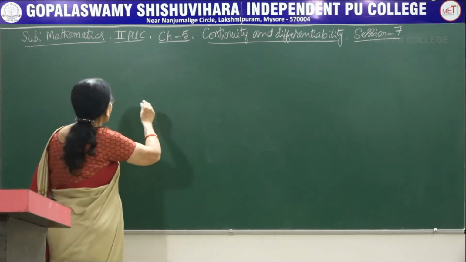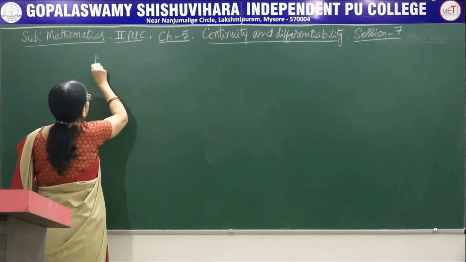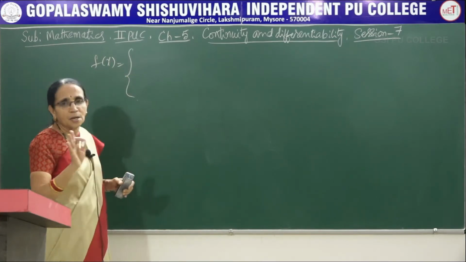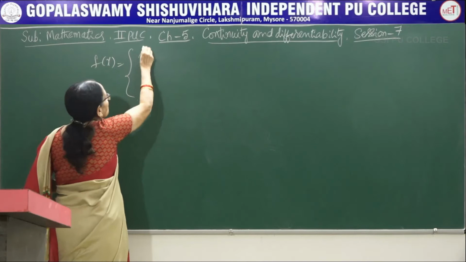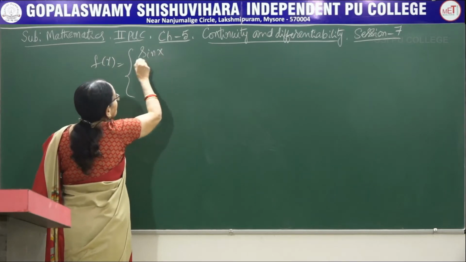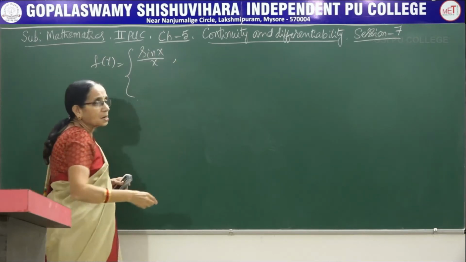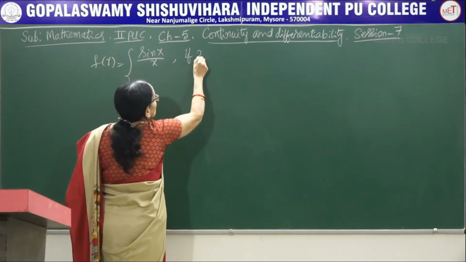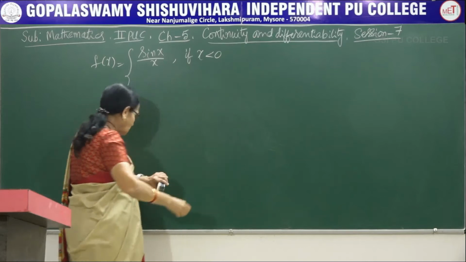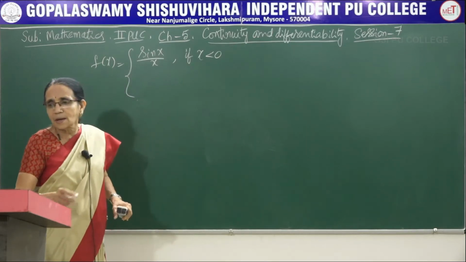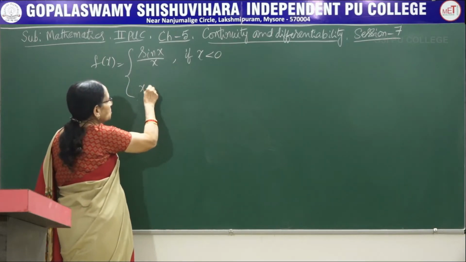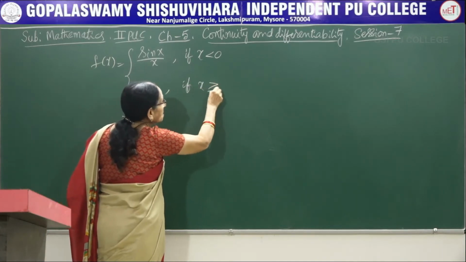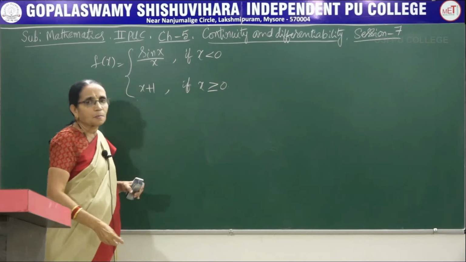The function is defined like this. The function f(x) is equal to, it is defined in two different ways. The first part is sine x divided by x, if x is less than 0. The second thing is x plus 1. It is equal to x plus 1 if x is greater than or equal to 0.